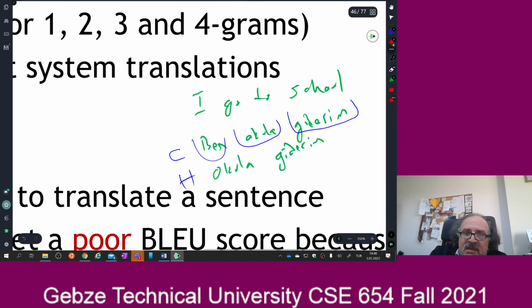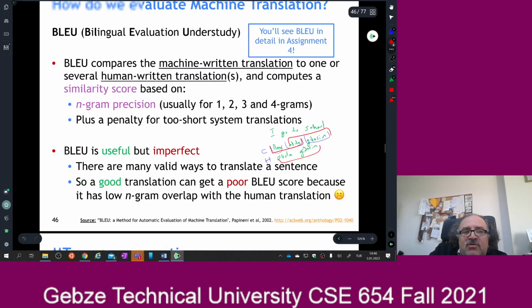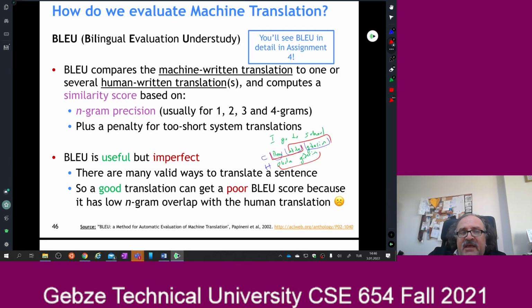How about the 2 grams? Do you see ben okula in the Turkish sentence? No. Okula giderim, you say it? Yeah, I say it. So there is one overlap with the 2 grams, and 3 grams and so on. So this is n-gram precision, and that's the overlap. And we don't like too short system translations, because when you make the translation too short, then whatever it produces is an overlap. That's not going to be good. So that's the basic calculation of BLEU: 1 gram, 2 gram, 3 gram overlaps, and you don't want your translation to be too short.